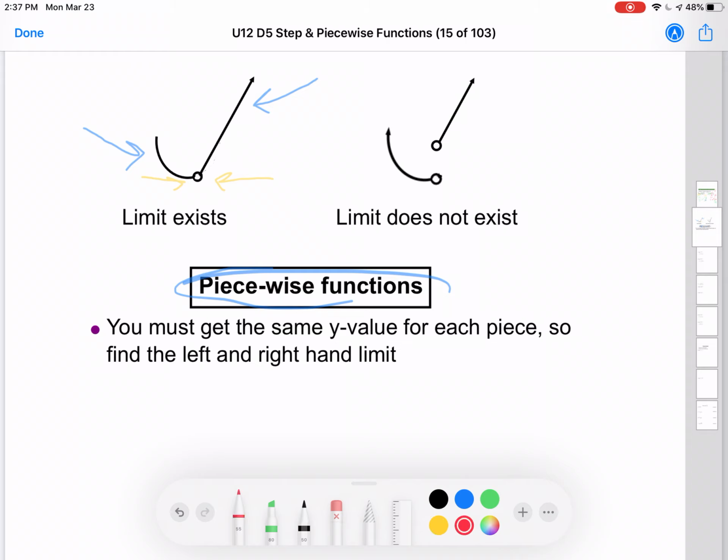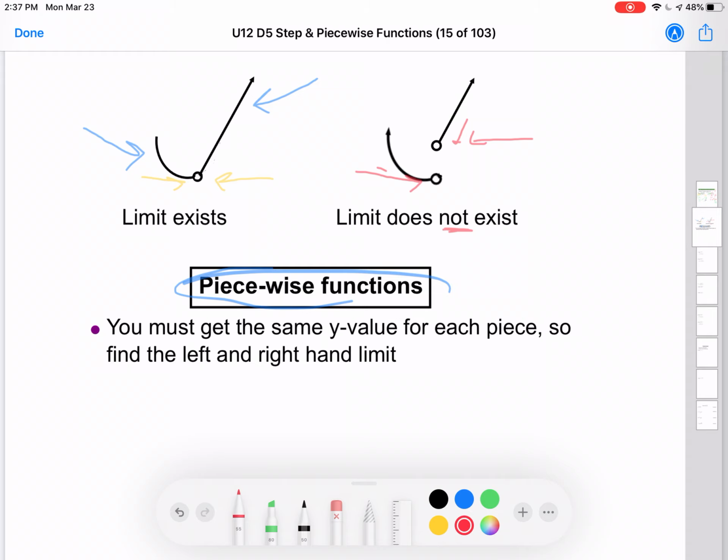But what if the piecewise function looked like this guy? As I approach from the left, I'm reaching a y value, and think of it as a height. I'm reaching a y value of some value here. But as I come from the right, riding along this function, I'm much higher. So I'm not approaching the same y value. So therefore the limit does not exist. So that's just a little picture of a graph of when a limit would exist and not.